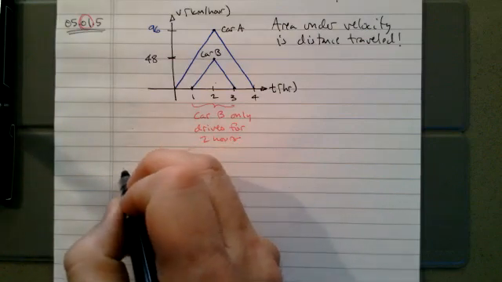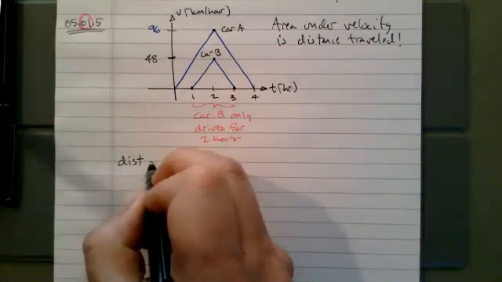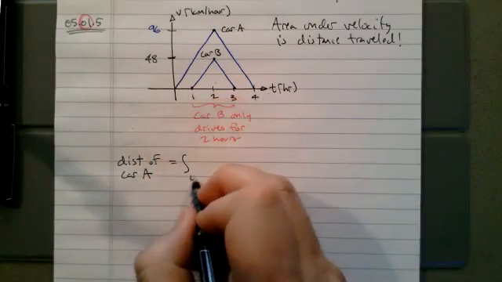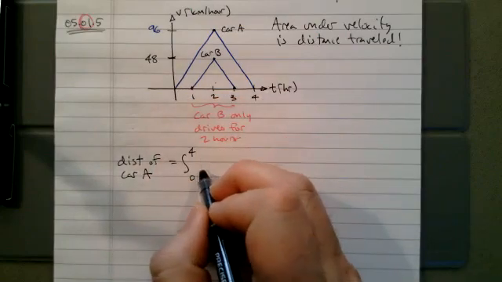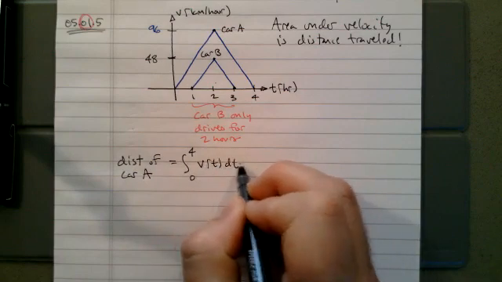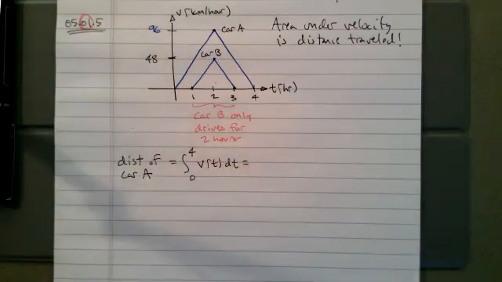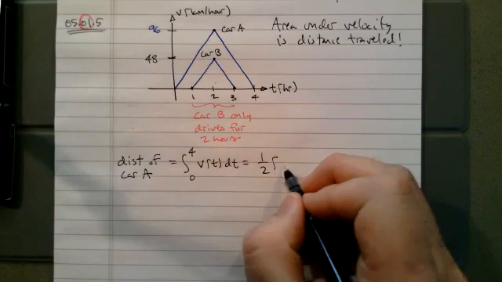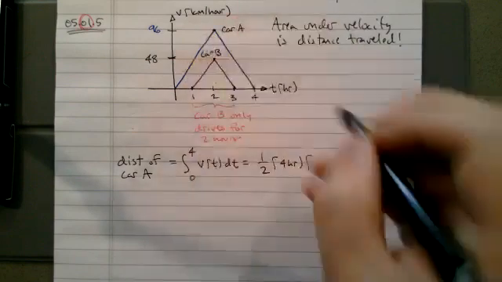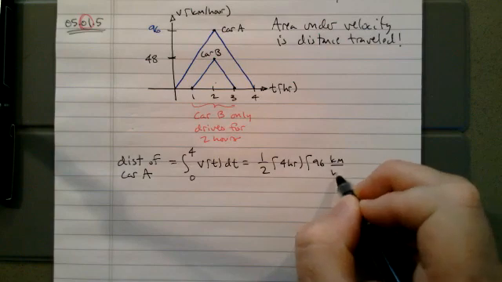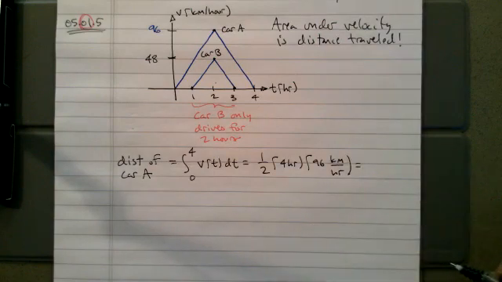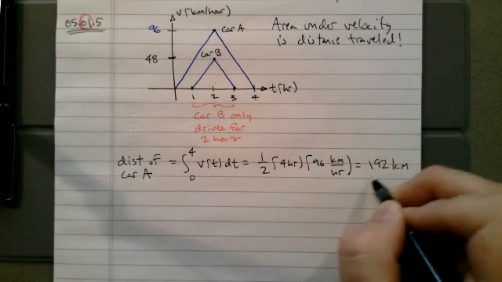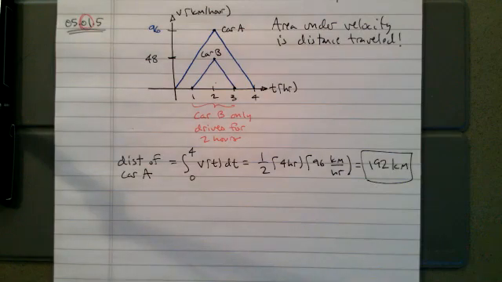So we can write the distance that car A traveled as the integral from 0 to 4, because that's when it was driving, of the graph v of t dt. And that's just going to be the area of that triangle. So it's going to be 1/2 the base of 4 hours times the height of 96 kilometers per hour. So it's going to be 2 times 96, or 192. And all we're doing is the area of a triangle.